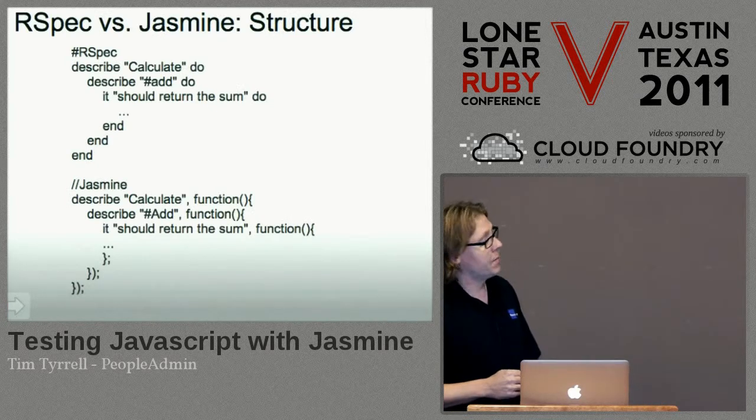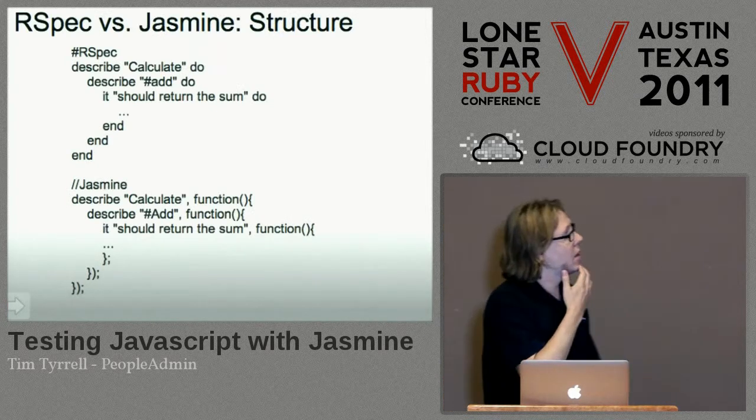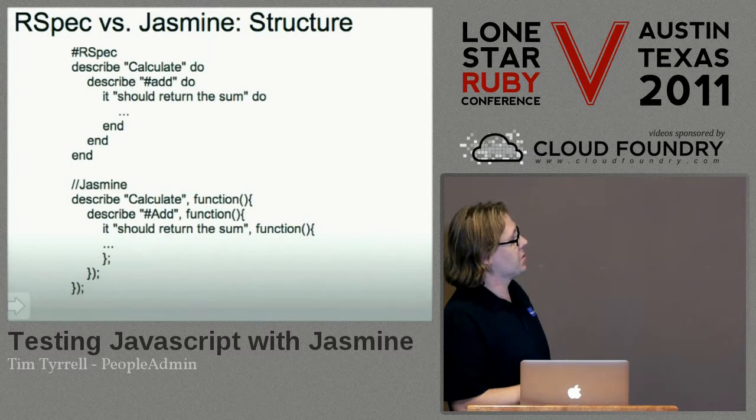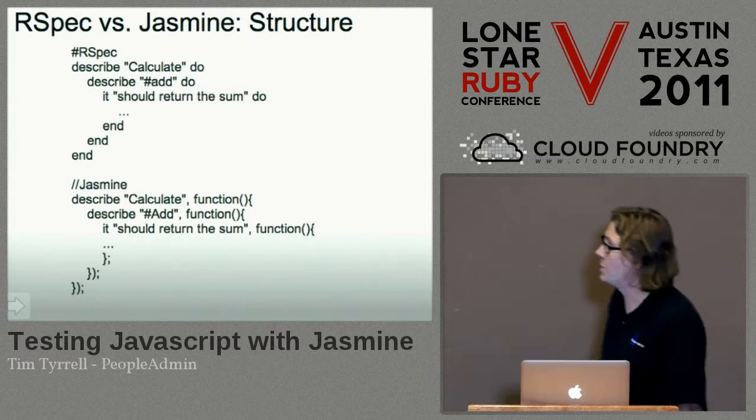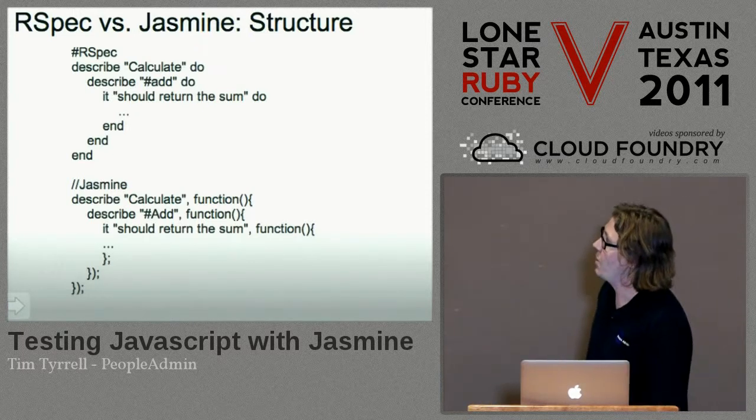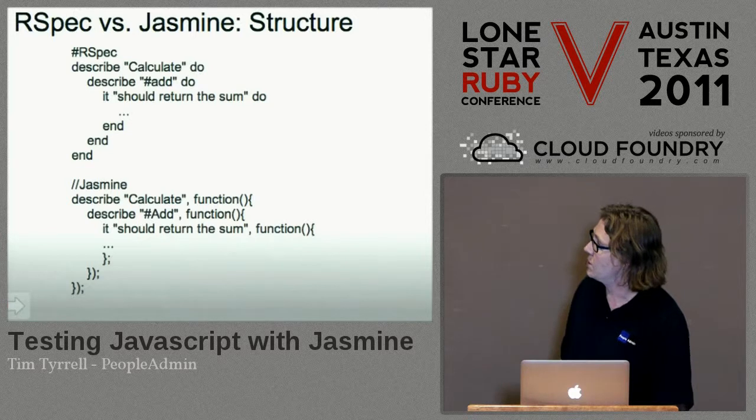I'm going to start kicking into some of the syntax now. I have the RSpec on top, or the side, as you'll see in Jasmine at the bottom. So just take a look at this right off the bat. It looks very, very similar. Differences: you have blocks as opposed to anonymous functions.